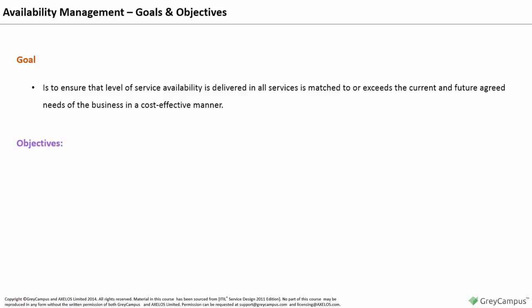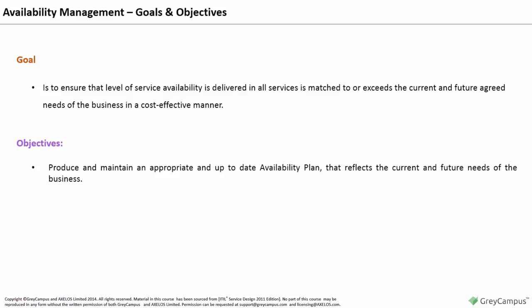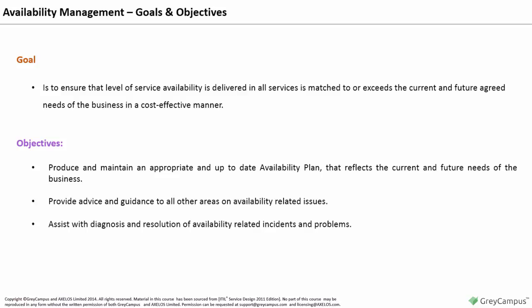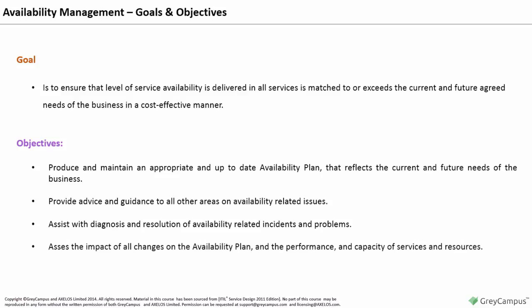The objectives of the availability management process are to produce and maintain an appropriate and up-to-date availability plan that reflects the current and future needs of the business. Provide advice and guidance to all other areas on availability-related issues. Assist with diagnosis and resolution of availability-related incidents and problems. Assess the impact of all changes on the availability plan and the performance and capacity of services and resources.